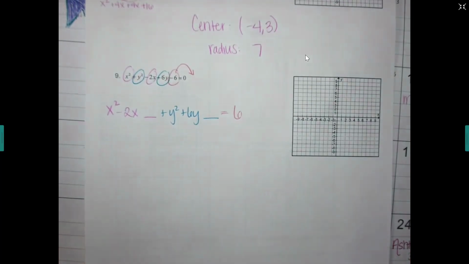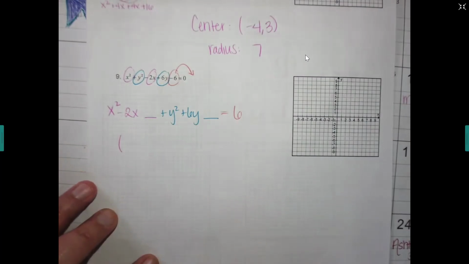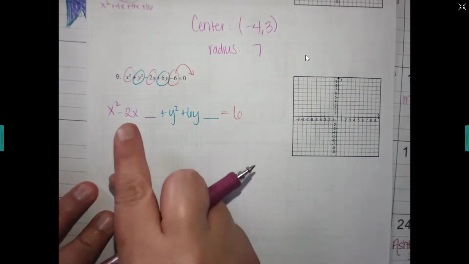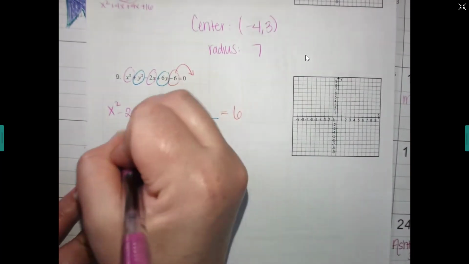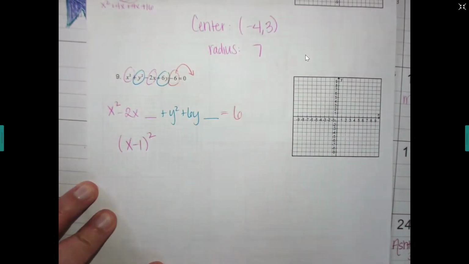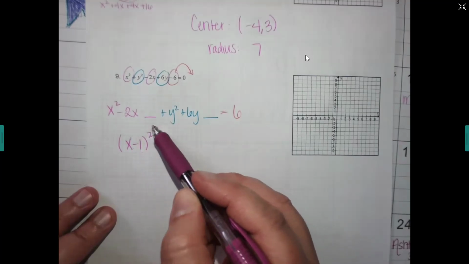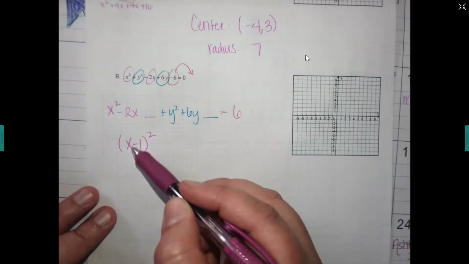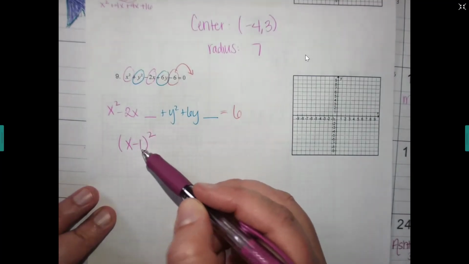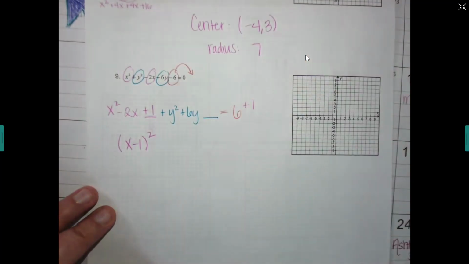For my complete the square on X, what will I put with X in the parentheses if it has to be half of the middle number? Half of 2 is 1, so it'd be an X -1. Then remember to fill in the blank, I just ask myself, what's 1 squared? What's 1 times 1 again? 1 times 1 is a +1, and then a +1 across.